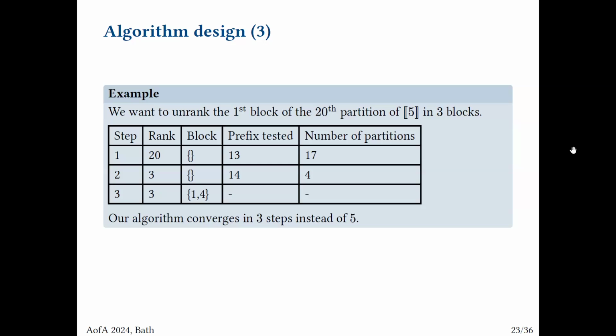Instead of starting by 1, we start by 1, 3. There are 17 partitions that admit 1, 3 as a prefix. We update the rank, we don't update the block. We search the prefix 1, 4. We test if it's exactly 1, 4, and our algorithm converges in 3 steps instead of 5.